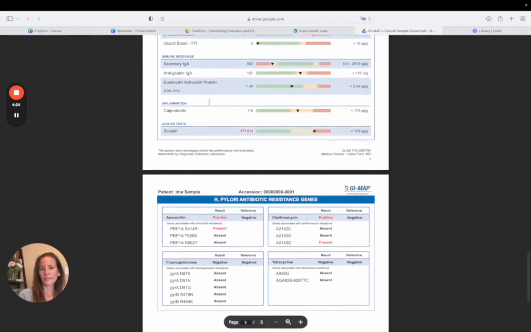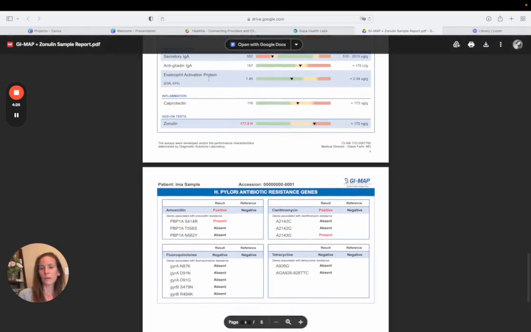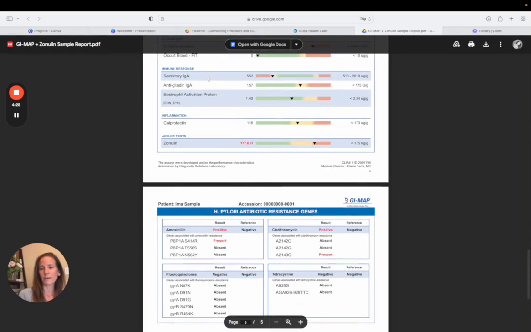Secretory IgA is an inflammatory, immune marker, so you can tell whether you have an inflammatory response, high immunity on this side of the bars, versus perhaps over the long term, immunity within the gut has been suppressed. So that's the case in the sample report, as we see the marker is on the lower side.